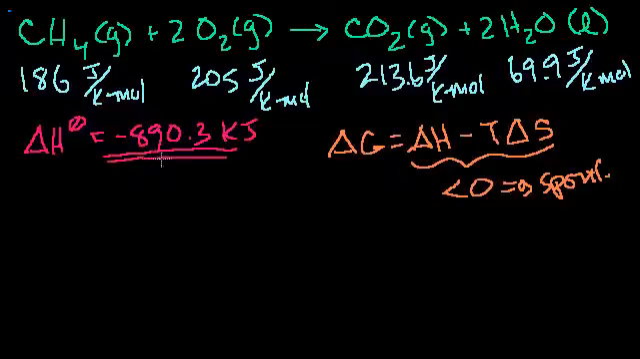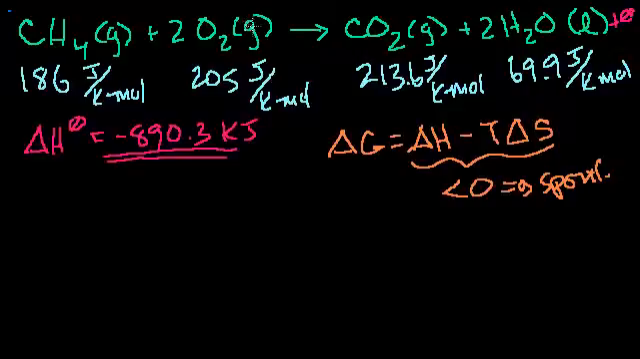And of course, the heat of formation of O2 is 0, so this won't even show up. And you'll get minus 890.3 kilojoules, which tells us that this is an exothermic reaction, that this side of the equation has less energy in it. So some energy must have been released. Let me write plus some energy is going to be released. So that's why it's exothermic.